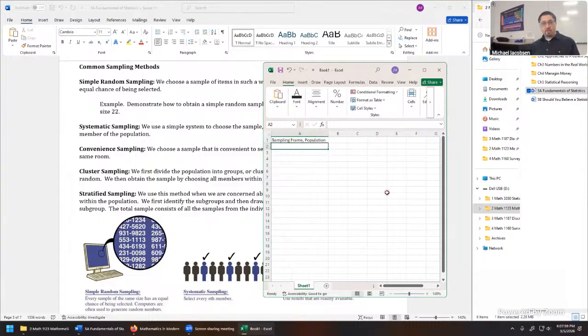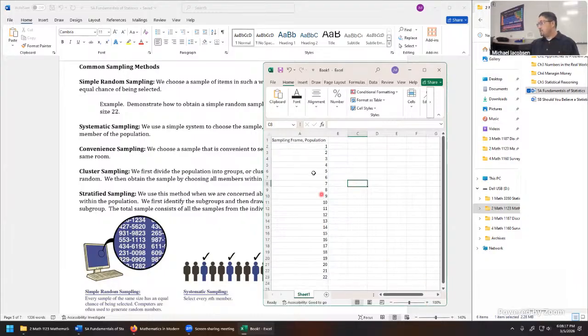So we list out all students. So here's student 1, student 2. This can take a while, so you can use equals, up arrow, and go plus. So there's your second student. And we want to go all the way down to row 23. So here's all 22 students.